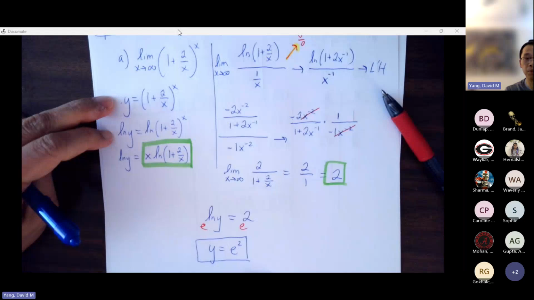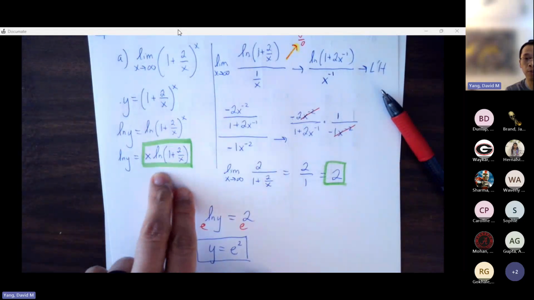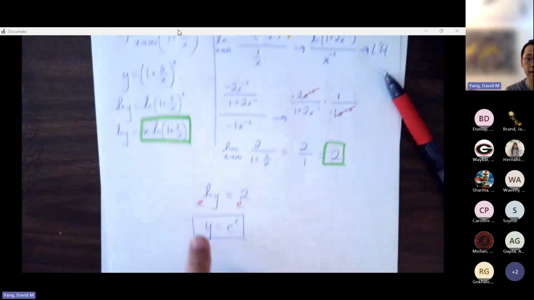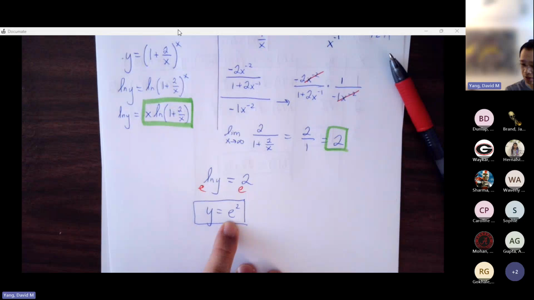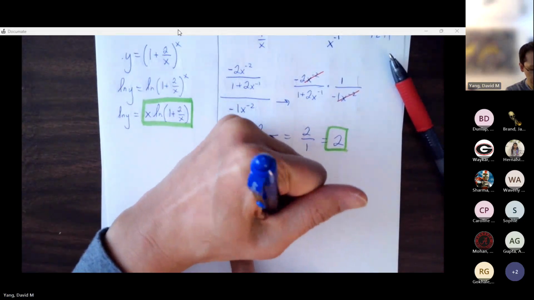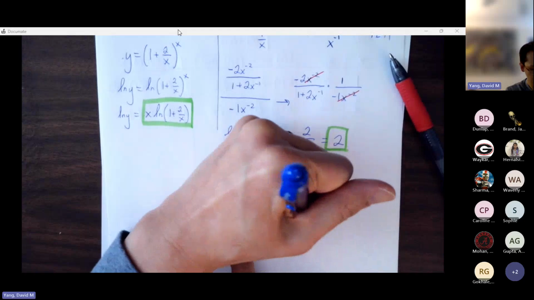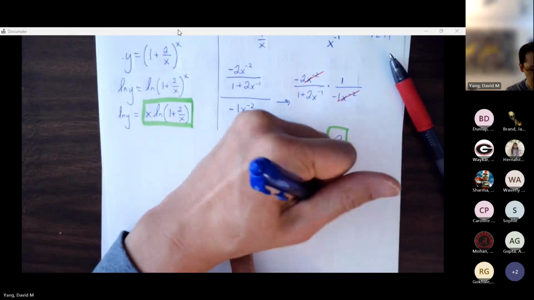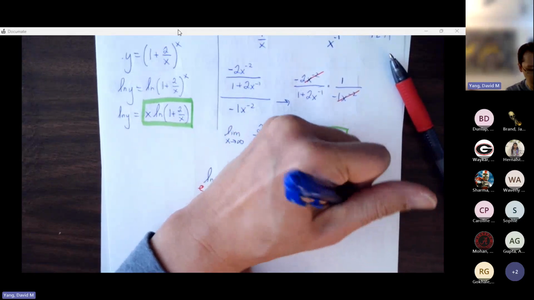Because I took the natural log of both sides to get it into a form that I want to use, I have to bring it back in terms of the function that we're working with. So my limit of this function is equal to e squared.